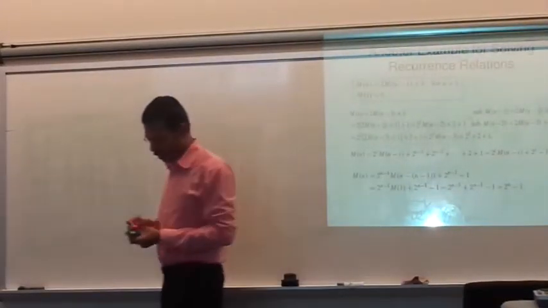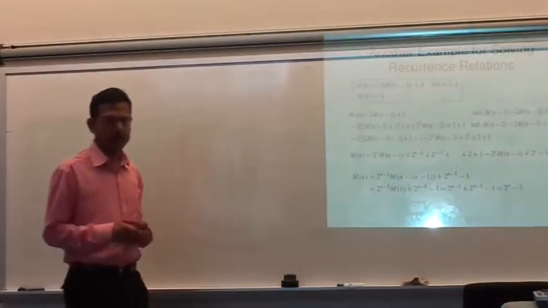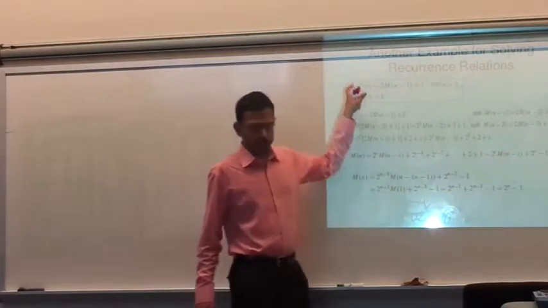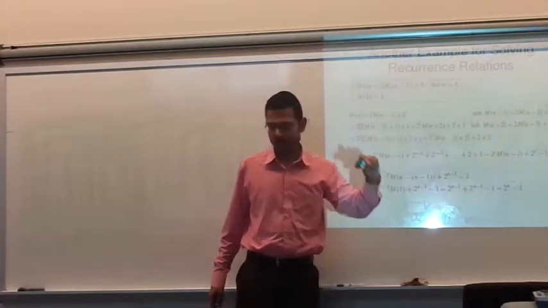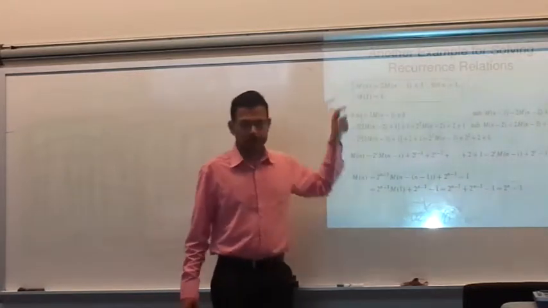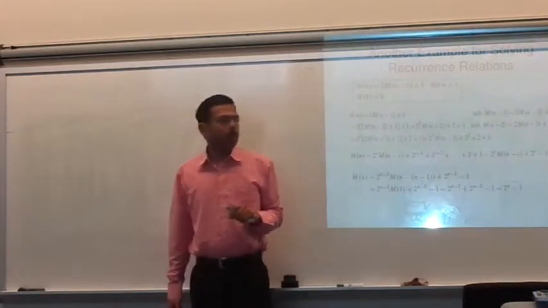Like this. So how do you do this? Okay? So given this, m of n is 2 times m of n minus 1 plus 1 for n greater than 1, and then m of 1 is 1.